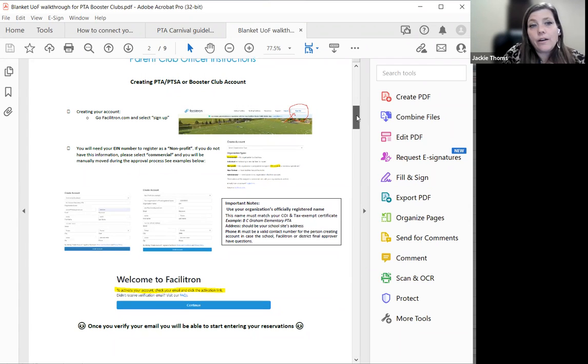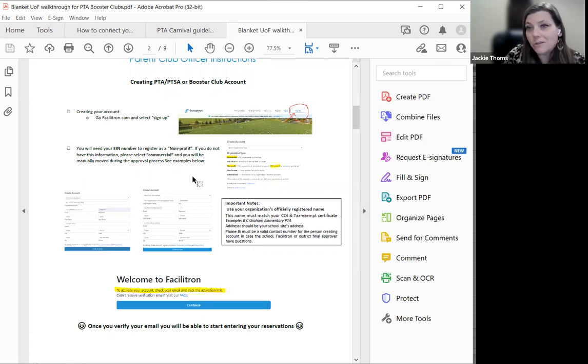So first, you'll have to create an account. Once you go in and you create your account, you'll create your account under a nonprofit using your EIN number. If you don't have your EIN number, just do a commercial account. It's okay. We can change you in the background.